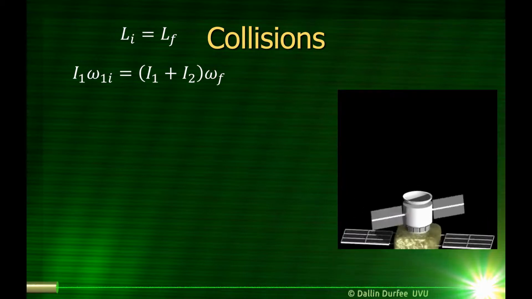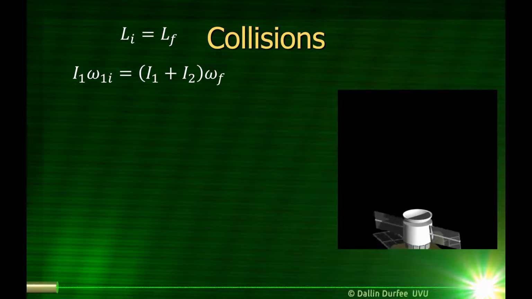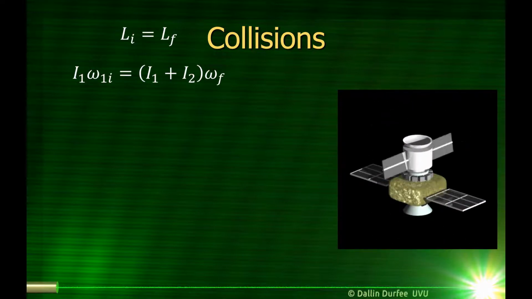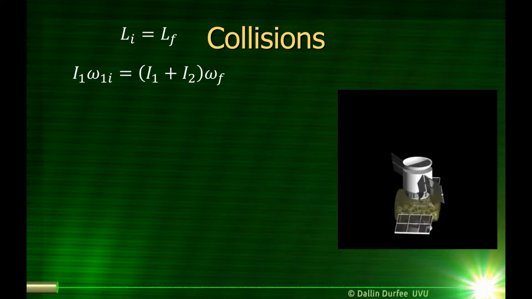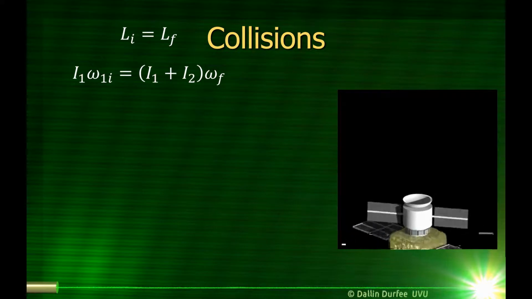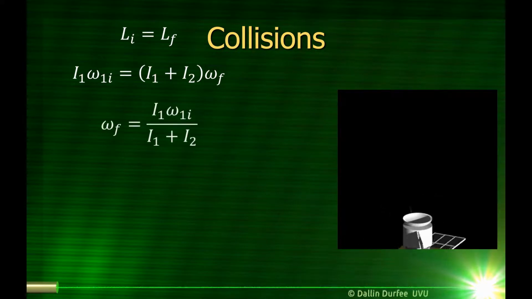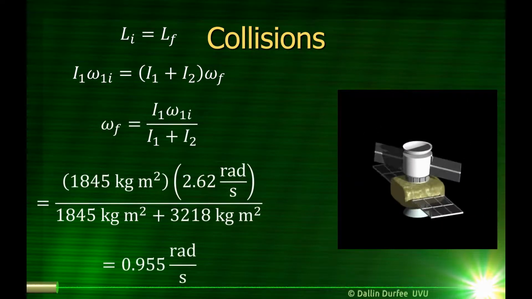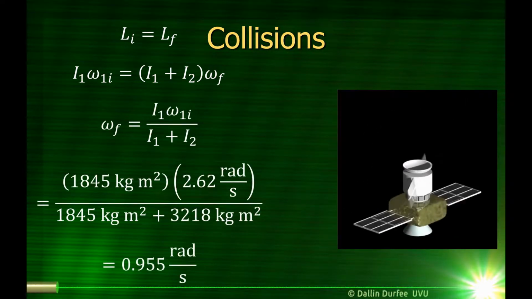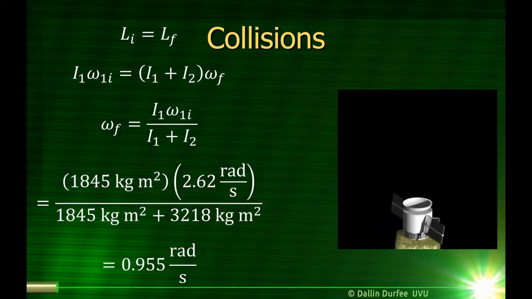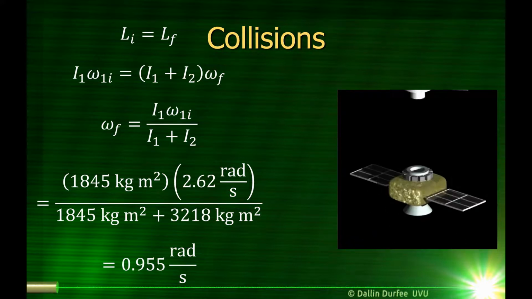And then the final angular momentum is just going to be, well, both of the satellites are going to have the same final angular velocity, so it's just going to be the sum of their two inertias times omega final. And we can easily solve that for omega final. And then we can plug in numbers and we find the final angular velocity for the two of them joined together is 0.955 radians per second.